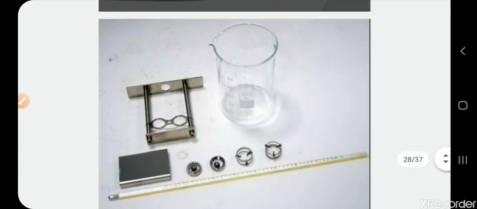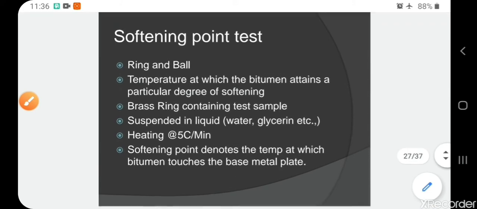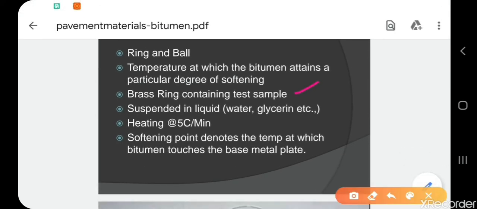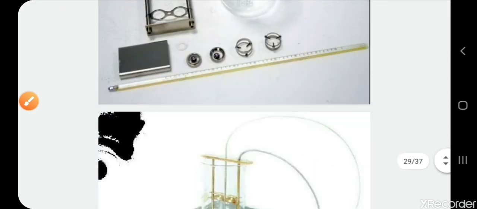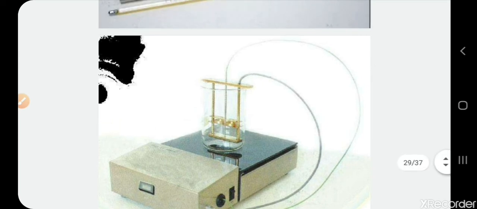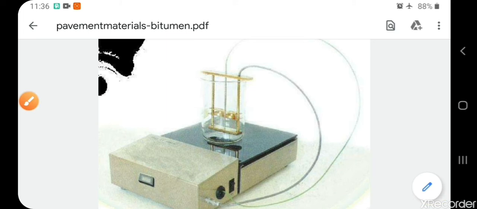The whole experiment depends on the temperature of the water. That's why we are using a thermometer. You can see here a brass ring containing the test sample suspended in a liquid such as water or glycerin, heated at 5 degrees Celsius per minute. The softening point denotes the temperature at which the bitumen touches the base plate. So you can see the setup here. The ring and balls are both placed inside the water, submerged in it.